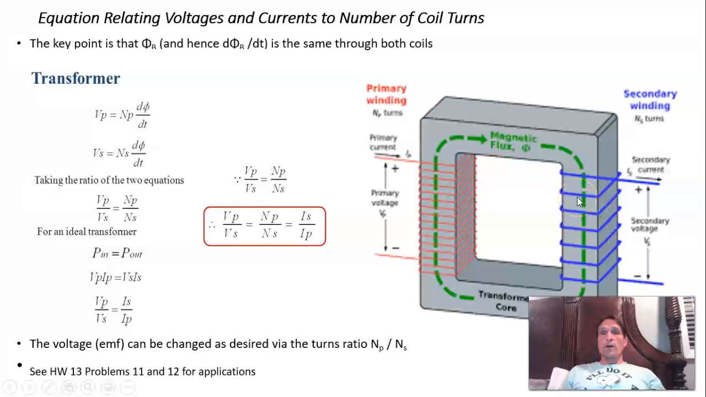So at the home, before the power comes into your home, we step down the voltage and we step up the current. There are a couple of examples, 11 and 12 in your homework, which give more examples with this. This is a very simple equation once you've done an example or two.